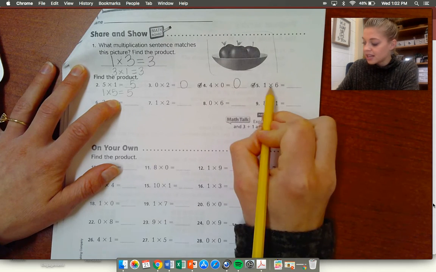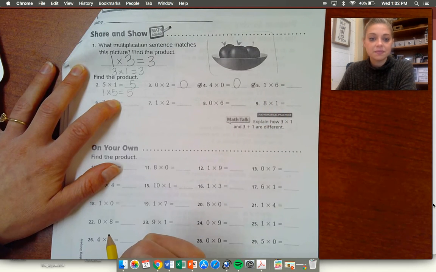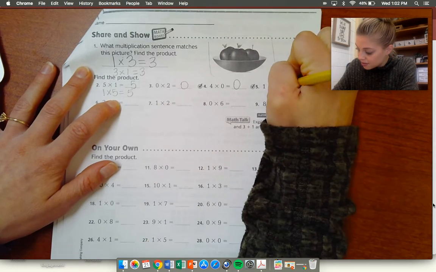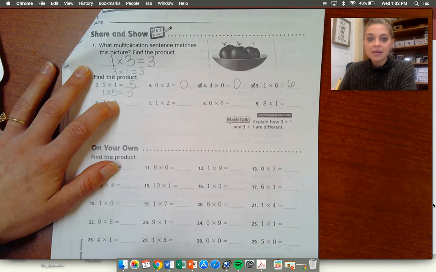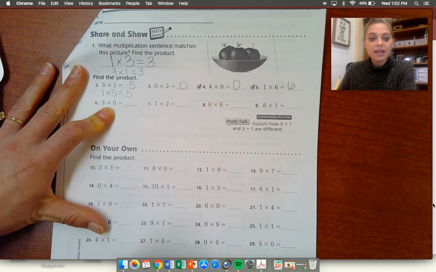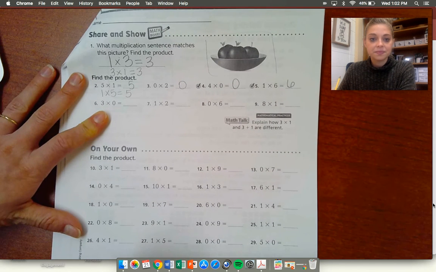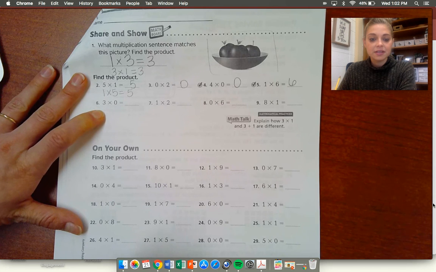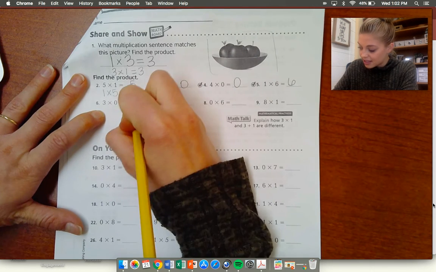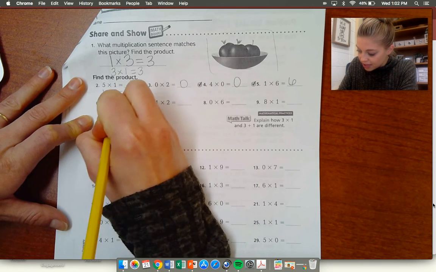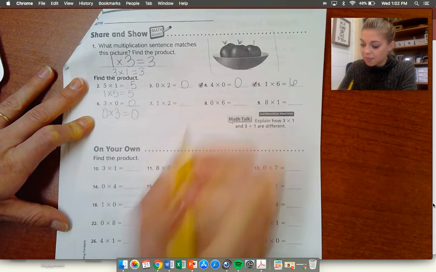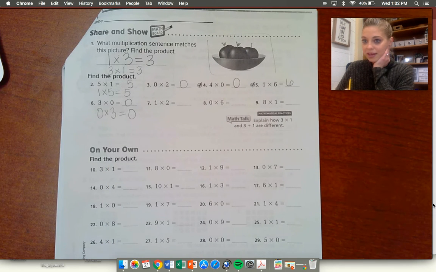What about 1 times 6? If you have one group of 6, what would the answer be? What is the product? If you're thinking 6, you are correct. 1 times any number is that same number. 3 times 0 for number 6. If you're thinking 0, you're right. And also 0 times 3 also equals 0 by using the commutative property of multiplication.